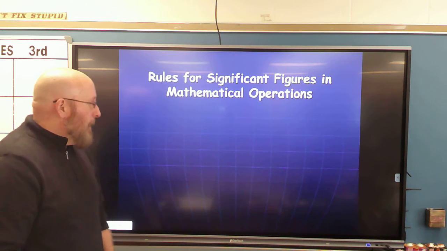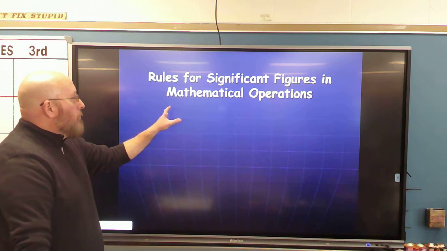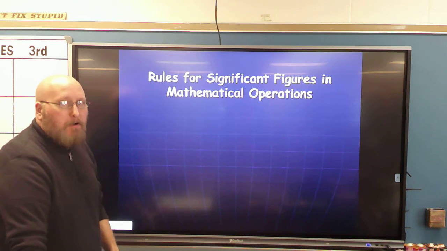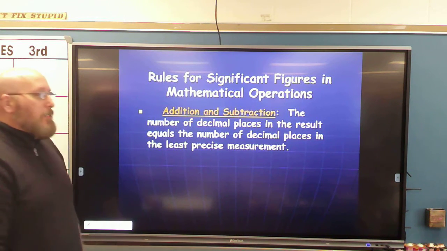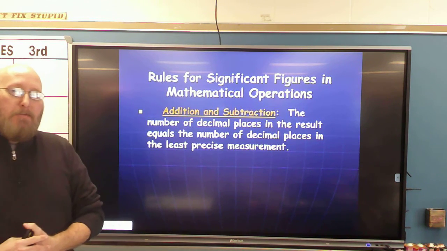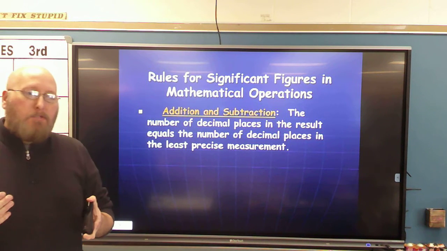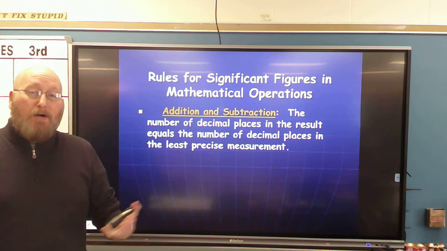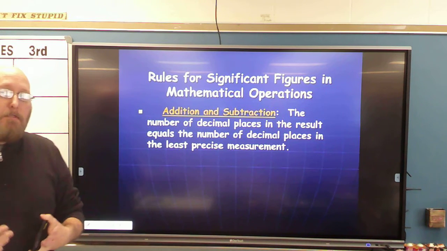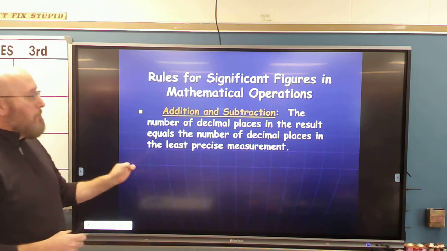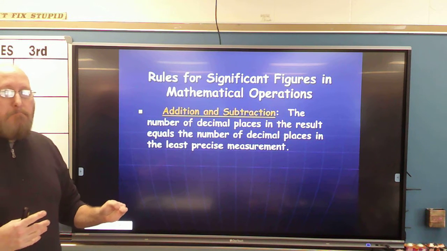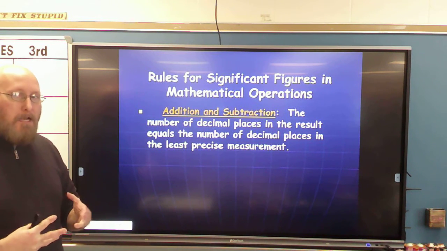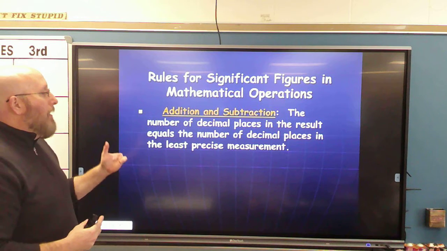Okay guys, let's now look at the rules in math for significant figures with addition and subtraction. We've already looked at the ones for multiplication and division, and it required you to use the fewest number of sig figs in the problem. With addition and subtraction, because it's a different type of mathematical calculation, you have to use a different rule.